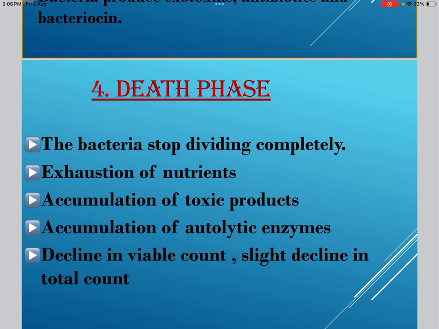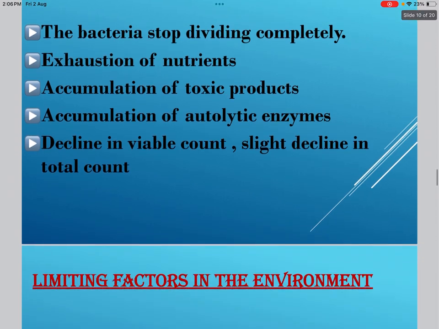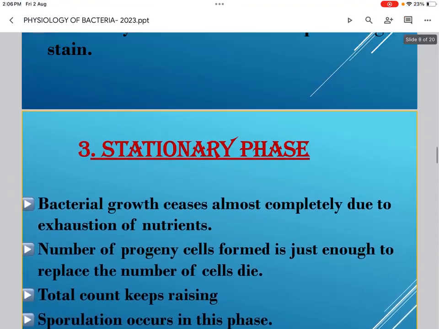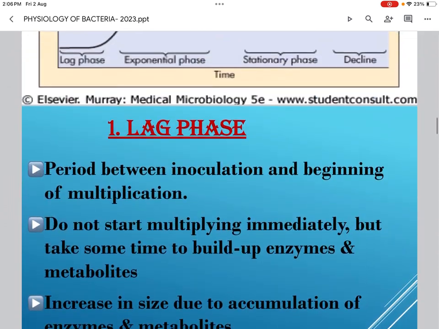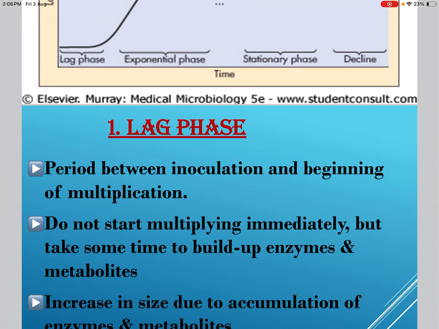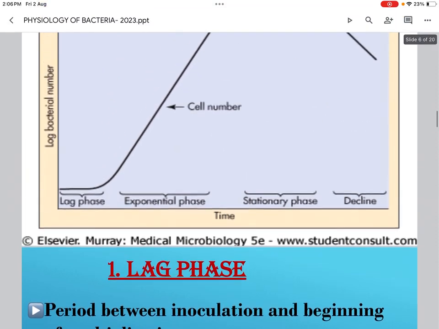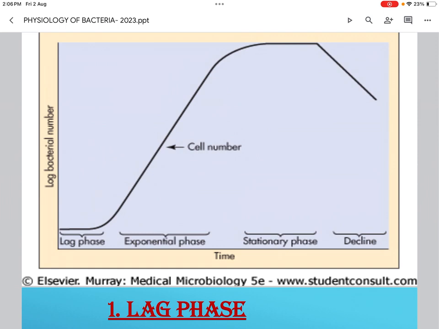In the decline or death phase of the bacteria, the number of living cells will be very, very less, whereas the number of dead cells will be very much higher. So these 4 stages of bacterial growth are calculated by plotting a curve. Here a graph curve is plotted by taking into consideration the time and the number of cells formed during the time period. So such a curve is known as the bacterial growth curve.